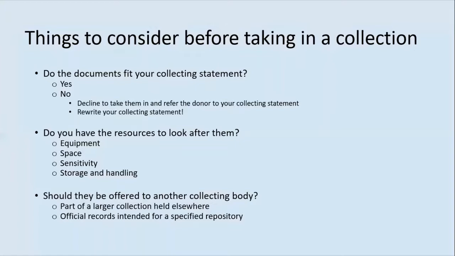You should then consider whether they should be offered to another collecting body. It may be necessary to direct donors towards another organisation, for example, if the items form part of a larger collection held elsewhere, or if there are official records which should go to a specified repository, for example, school records should go to a local authority archive. If you choose to decline items, you may be able to direct them towards another organisation. This might be your local record office, a local museum, or another community archive.